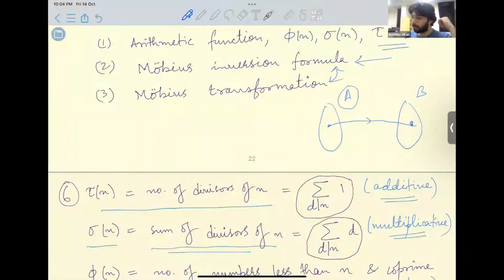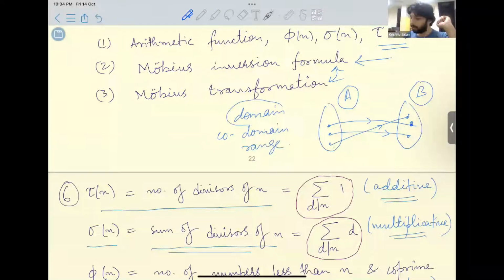Then I say that the collection A is called the domain. The collection B is called the codomain, and these endpoints of the threads are called the range. Okay, so these three terminologies you should keep in mind: domain, codomain, and range. Domain is the collection of all the points where the threads start. Codomain is where you go to, and range is all those endpoints of the thread.